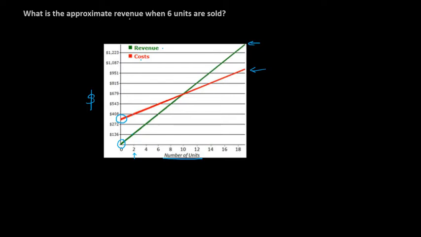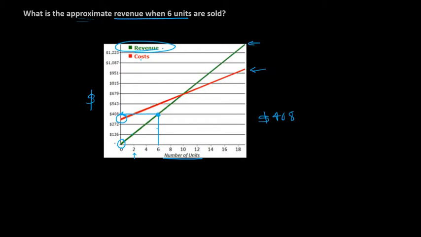So for now, let's just stick to what we've been asked to look at, which is the approximate revenue when 6 units are sold. So first, note that it is asking us to look at revenue, which is the green line. I'll look at 6 units. I'm just going to draw a line here so that it's easier to see. 6 units seems to hit right about here. So the revenue at that point would just be the quantity that I'm hitting on the y-axis, which looks to be about $408.